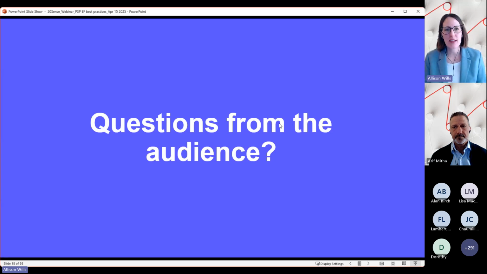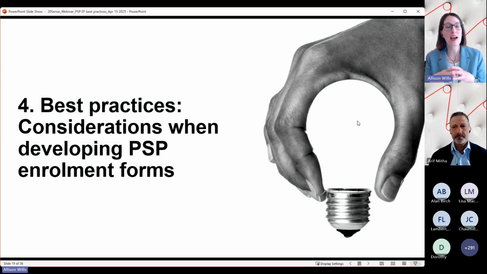So as you can see, what we did was do this academic work to look at the enrollment forms from a methodological standardized way to be able to pull out the consistencies and inconsistencies and understand what's going on in the current state in the forms. So after going through that initiative and working with various stakeholders, we thought, well, what can we do with this data? And the biggest opportunity that we saw was to create some best practices, which are considerations when developing patient support program enrollment forms.